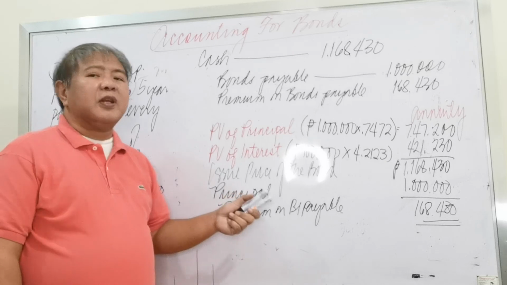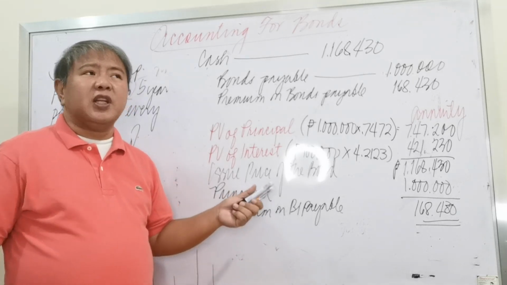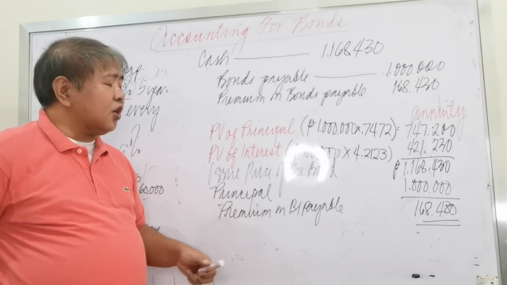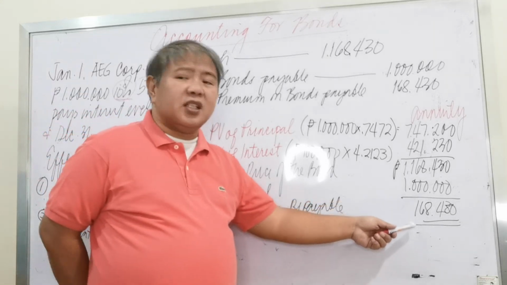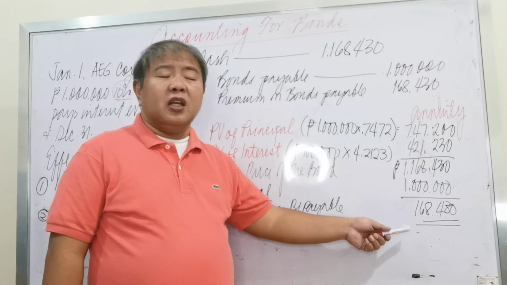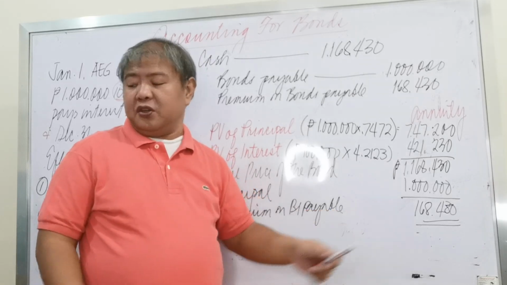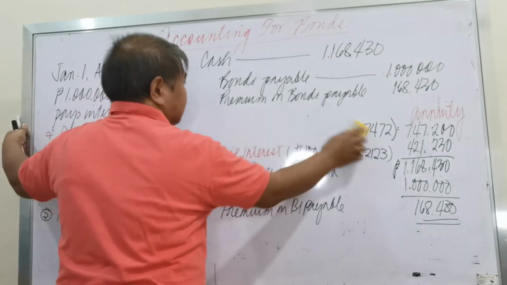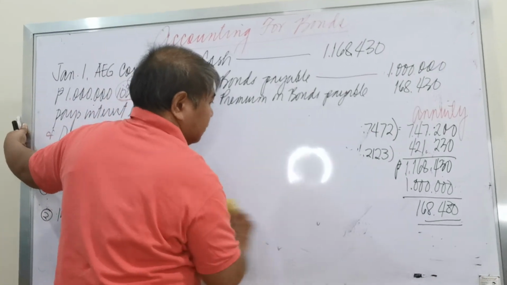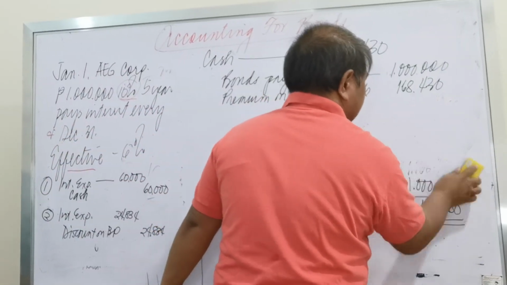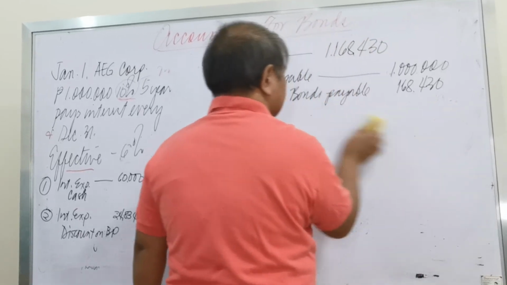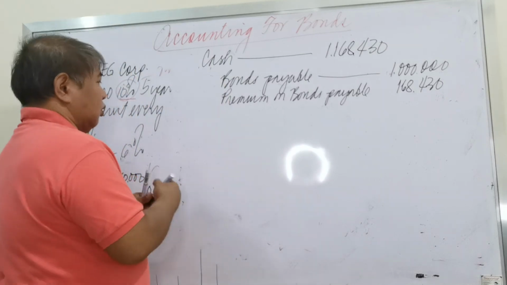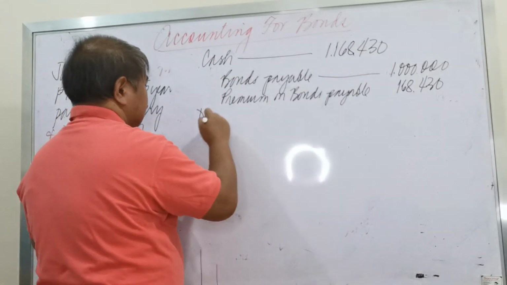Now, what will happen is that every December 31, the company will pay 100,000 amount of interest, and of course, we are going to amortize this 168,430 over a period of 5 years. So let us now prepare the amortization table. Again, let's have the date.